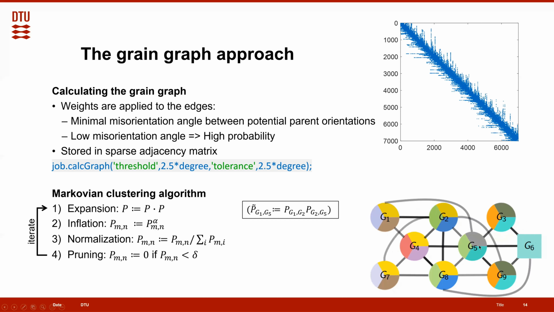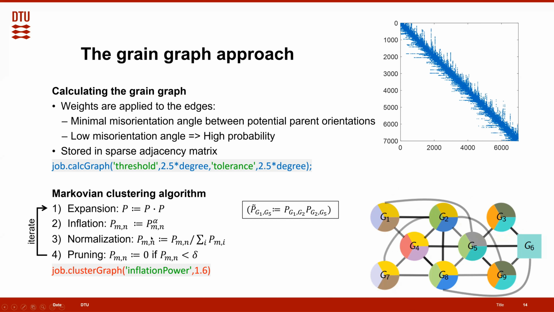So the graph after one iteration looks somewhat like this. And now we basically also have the second neighbors connected to each other with a probability. And this way we can then build a larger and larger graph and see, okay, which grains are likely to belong to the same parent grain, and this way cluster our microstructure according to this criterion.